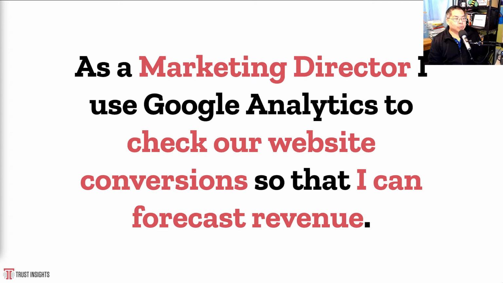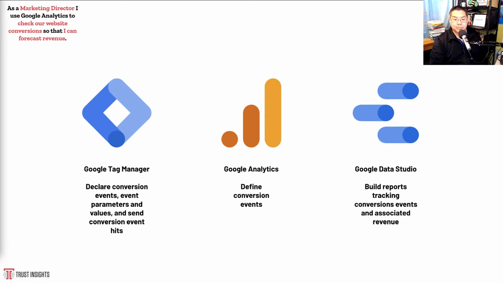What do these stories mean? What's the point of this? Well, the point of this is it helps us map out the features that we need to use in each of the three parts of the Google Marketing Platform, so that we have accounted for everything. So let's take that user story. As a marketing director, I use Google Analytics to check our website conversions.